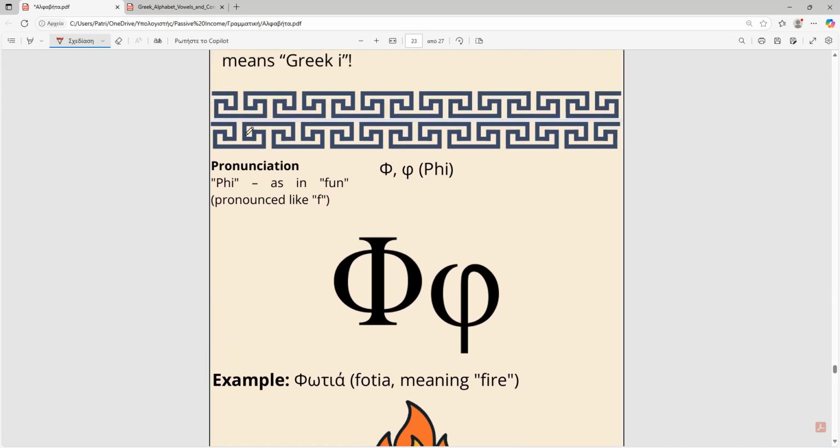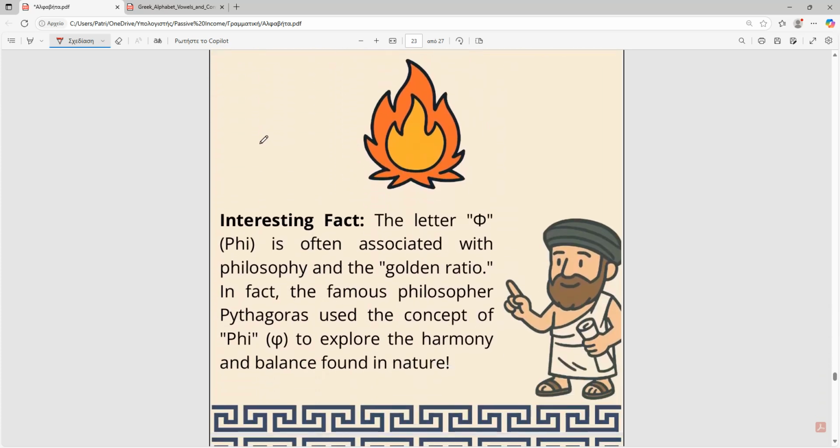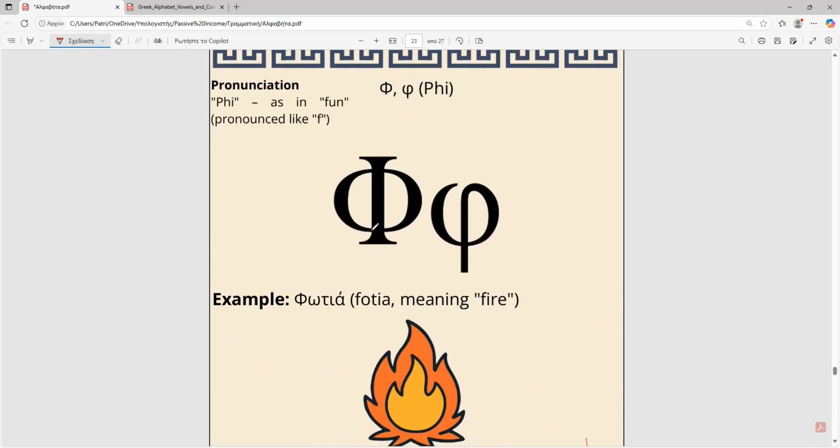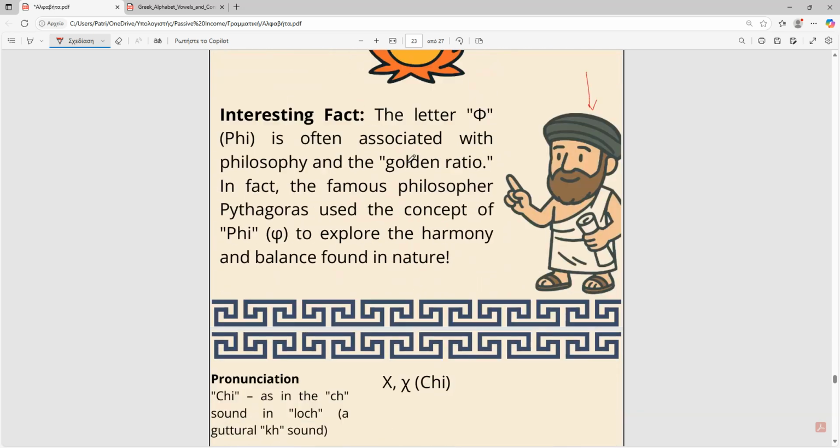Then we have the letter phi, like fotia means fire, phi, okay, fire. And the letter phi is often associated with philosophy and the golden ratio. In fact, the famous philosopher Pythagoras, if you didn't notice, used the concept of phi to explore the harmony and balance found in nature. So yeah, fotia, f, okay, phi, okay, this one. This is how it's pronounced.